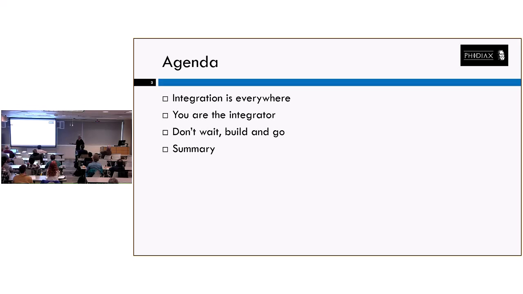So where we're trying to go with this is an idea called citizen integration, right? We're trying to lower the bar. We're trying to say the typical little things, like where I have to copy rows from a spreadsheet from one system to another, maybe you can make that better. Maybe it could be easier. Don't wait, build and go.